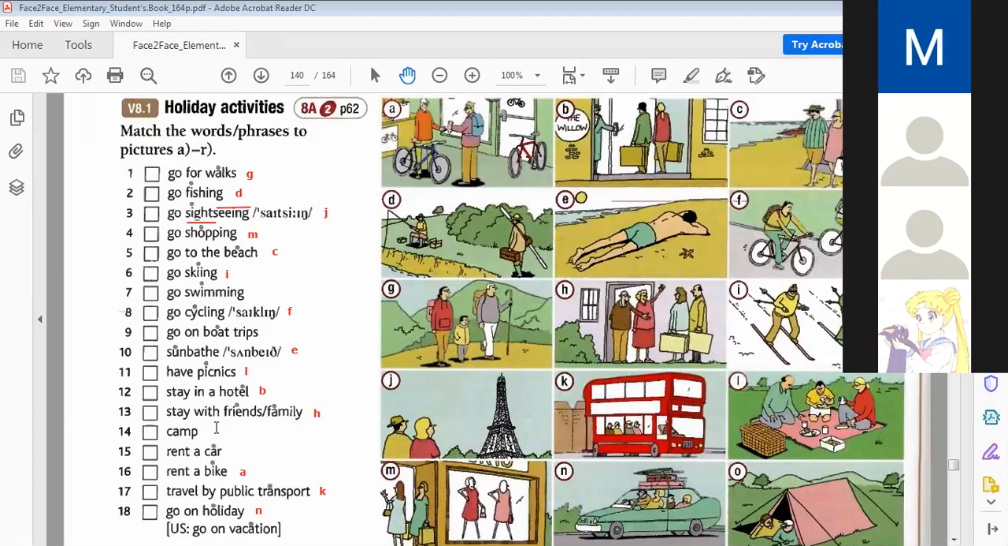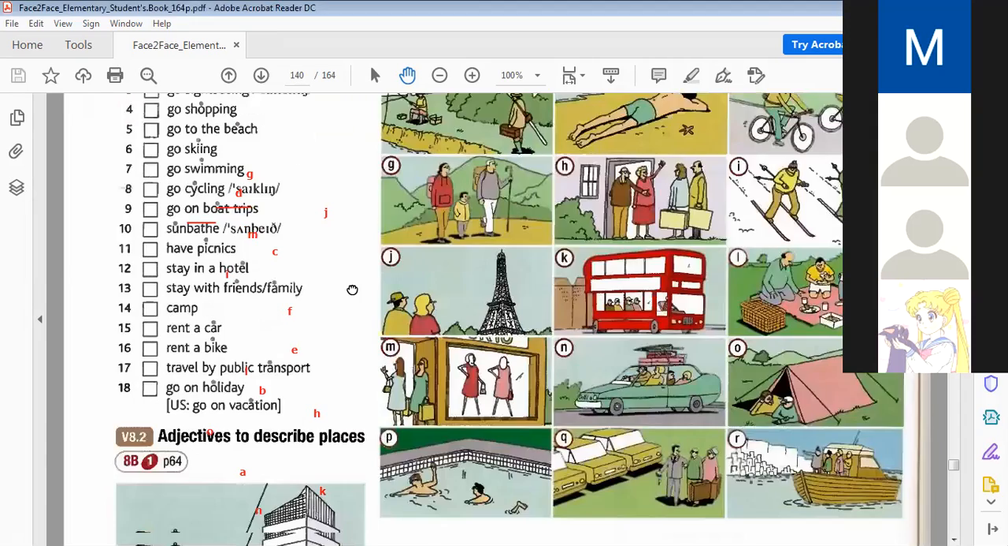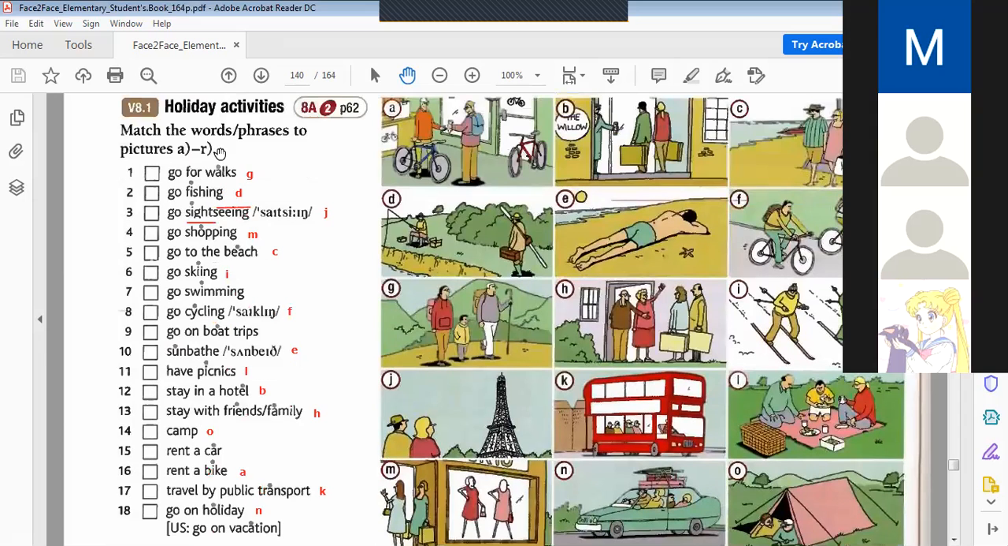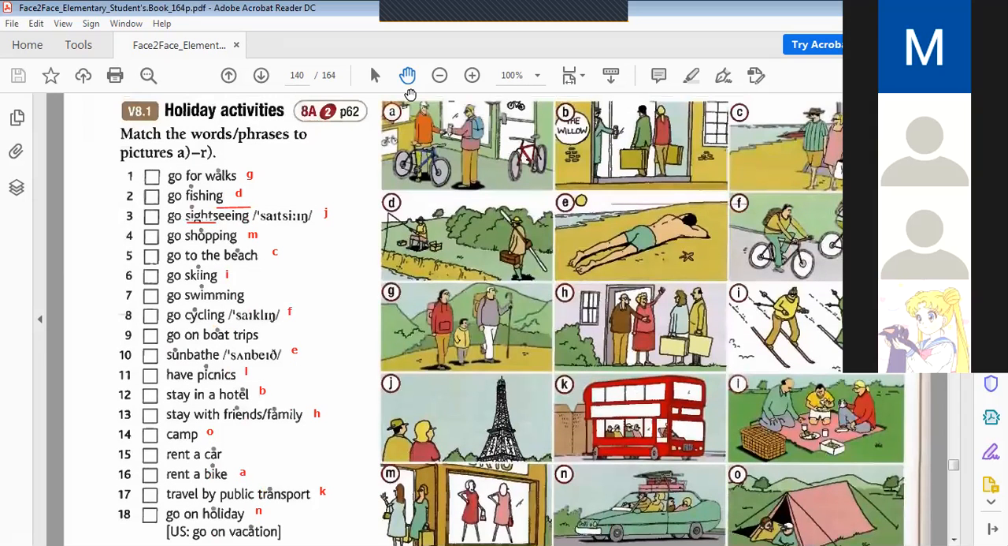Camp. Camp or camping. O is camp. Okay, let's take a look. O, and then we have P. What's P? Swimming. Go swimming. Yes, go swimming. P is go swimming.